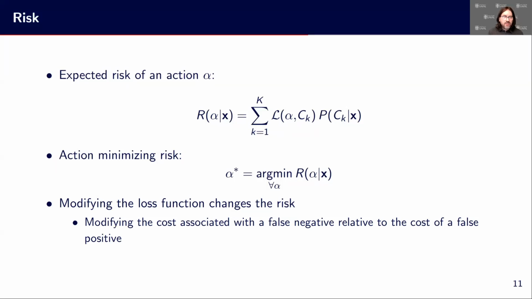So modifying the loss function changes the risk. If we are using different loss functions, possibly not the same action will be picked in a given situation. So we can modify the cost associated to false negative relative to the cost of false positive, like in the examples I just explained a few minutes ago.